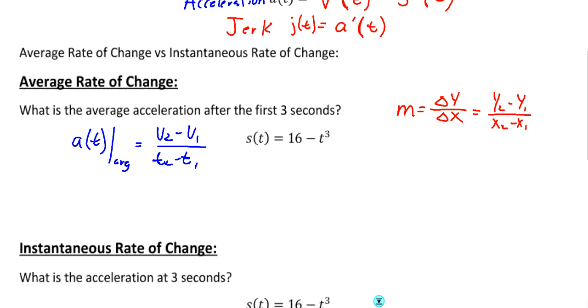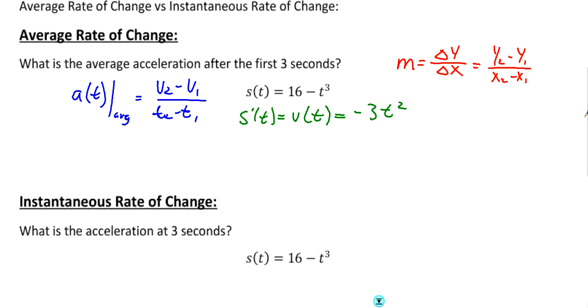So the first thing I need to do is take the derivative of position to get my velocity equation. So s prime of t, which equals my velocity, take the derivative of this, you get negative 3t squared. Okay. Now we need our v1 and our v2. Well, we're finding within the first 3 seconds, right? After the first 3 seconds.